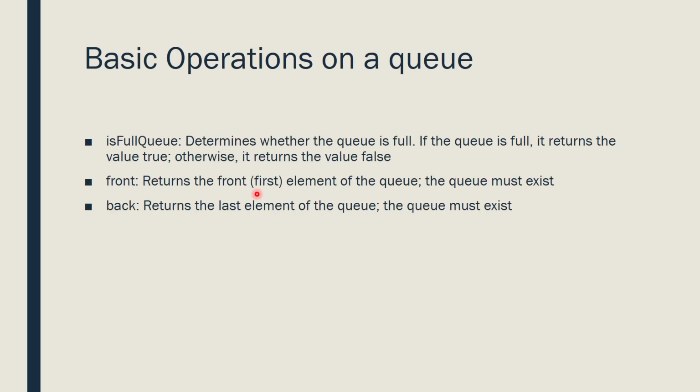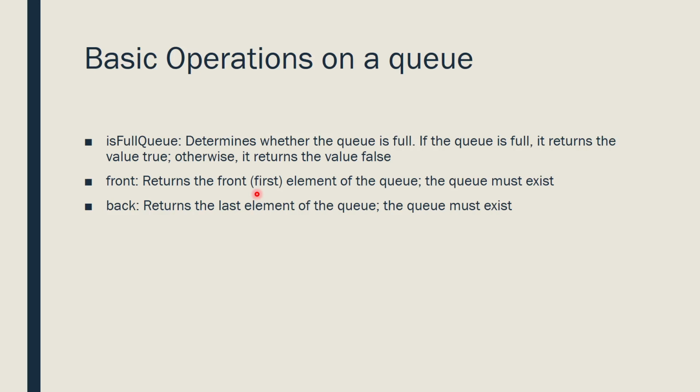Another operation is full queue. This operation determines whether the queue is full. If the queue is full, it returns the value true. Otherwise, it returns the value false. This is very necessary for the operation like enqueue, since you cannot add a new element to a full queue. Otherwise, you can encounter a queue overflow exception.